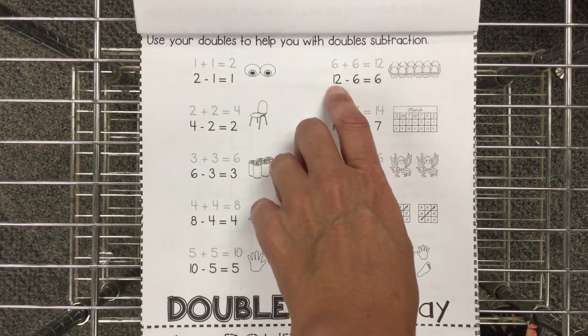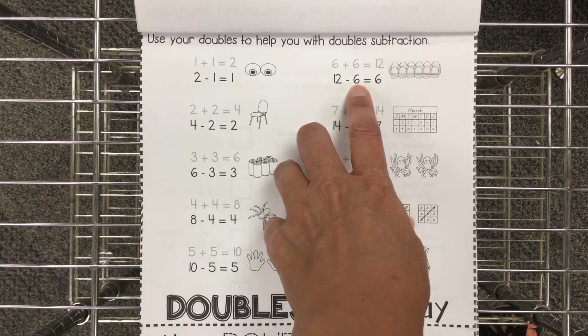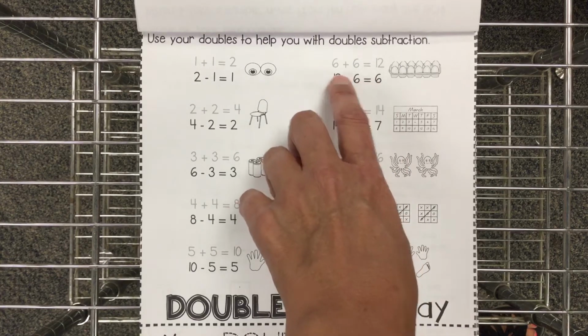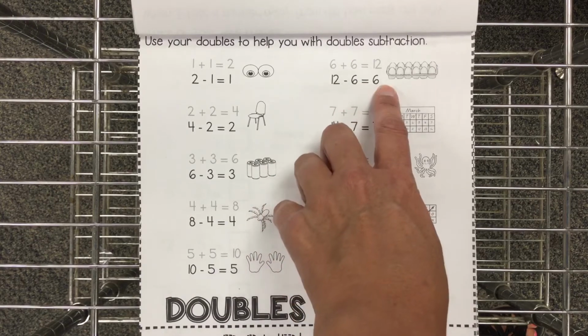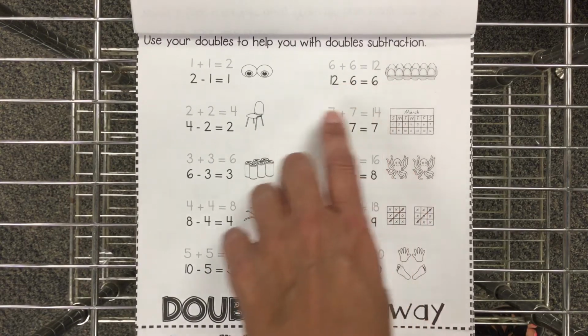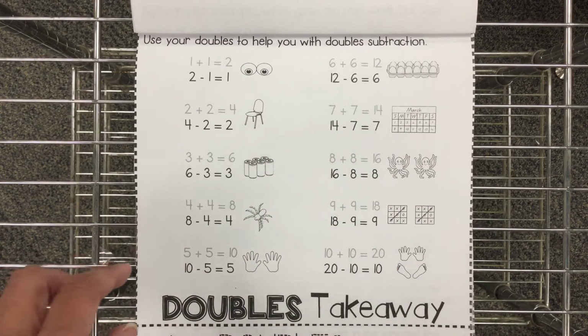For example, I'm going to go to 12 minus 6. If you have those doubles facts that we worked on, you would know that 6 plus 6 would equal 12. So therefore, you would know quickly that 12 minus 6 would equal 6 because 6 plus 6 equals 12. Again, looking at those related facts that we've worked on, they are so important in these strategies.